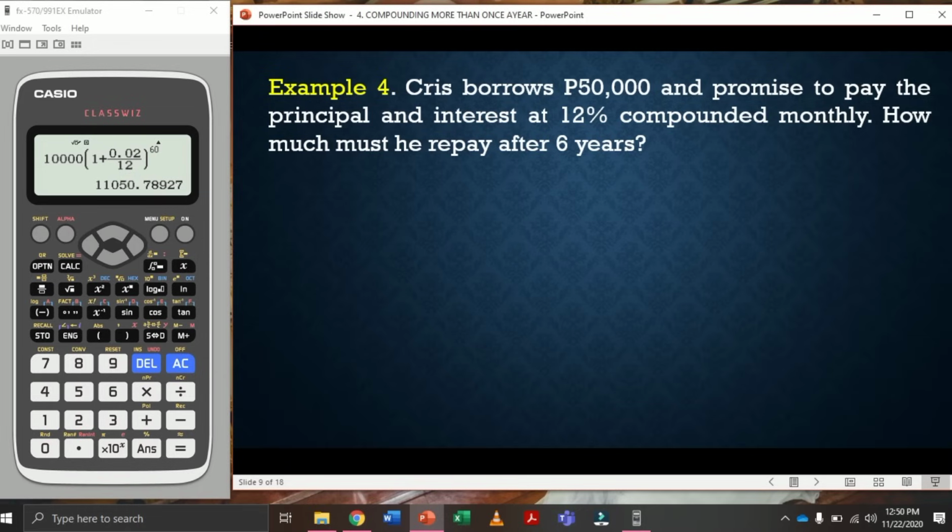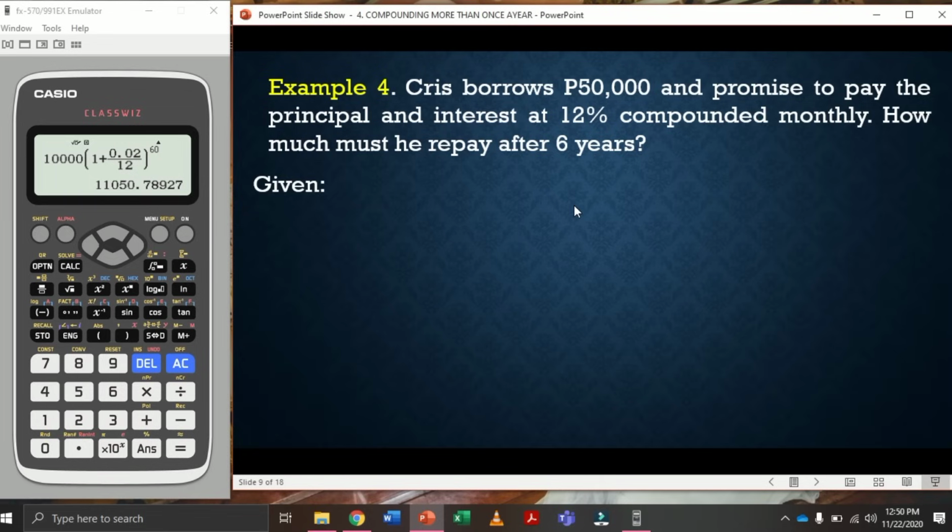Next, Cris borrows 50,000 pesos and promised to pay the principal and interest at 12% compounded monthly. How much must he repay after 6 years? So si Cris daw nanghiram ng 50,000. Nag-promise siya na kailangan mabayaran niya yung inutang niyang 50,000 na merong interest na 12% na compounded monthly sa loob ng 6 na taon. So magkano lahat yung ibabayad ni Cris kasama yung interest na compounded monthly?